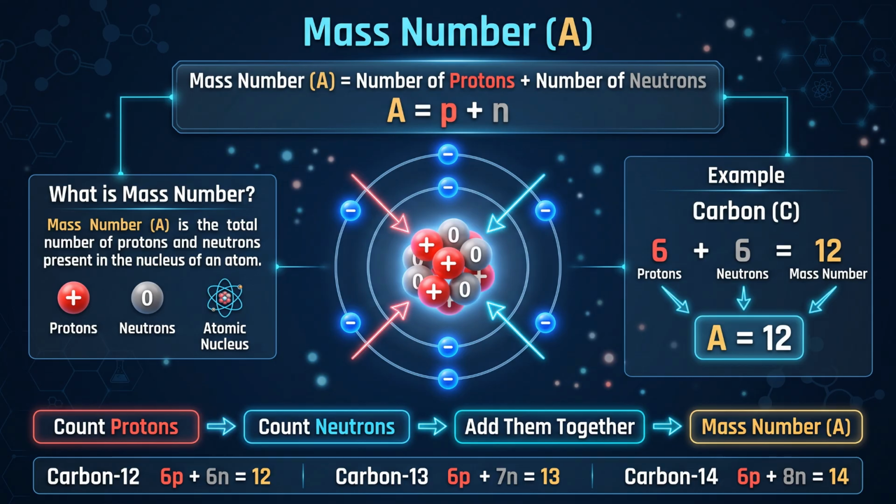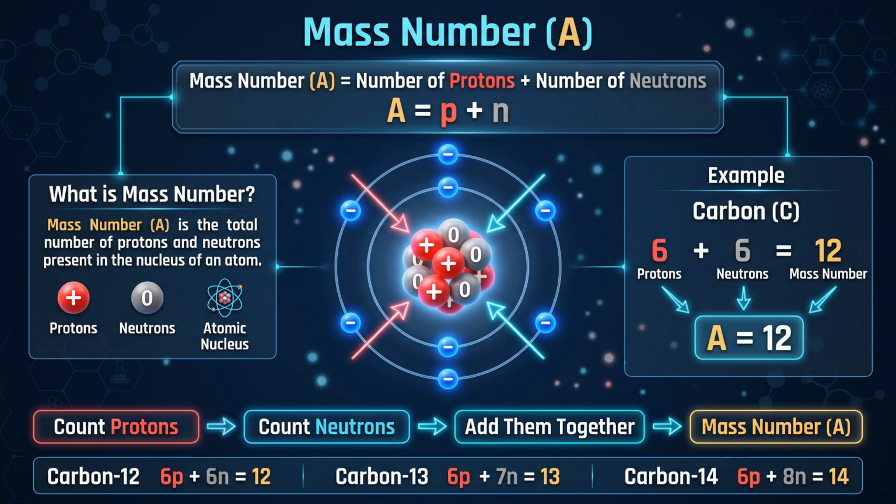One of the most interesting applications of mass number is in understanding isotopes. Isotopes are atoms of the same element that have the same number of protons but different numbers of neutrons. Because the number of protons remains constant, the atomic number remains the same. However, changing the number of neutrons changes the mass number. This is why different isotopes of the same element have different mass numbers.